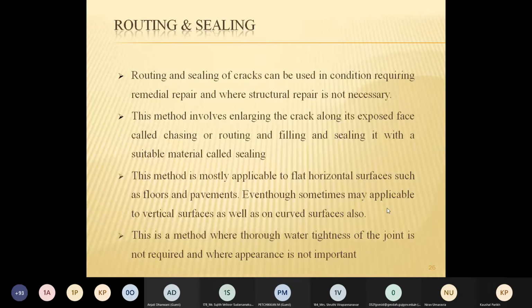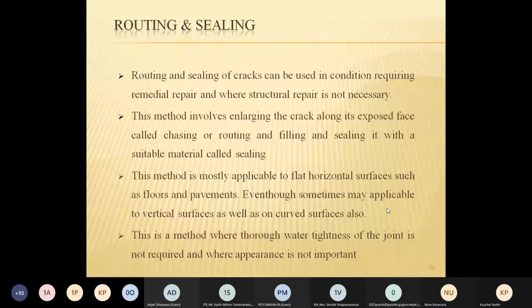The second method for repair is routing and sealing. Two terms are involved over here, route and seal. A question may arise, what does the word route mean? Routing means nothing but enlarging the crack. We have to expose the face of the crack. That is the routing. And seal means the sealing process. So this method is nothing but enlarging slightly the exposed face of the crack and then carrying out the sealing process. This is known as routing and sealing.